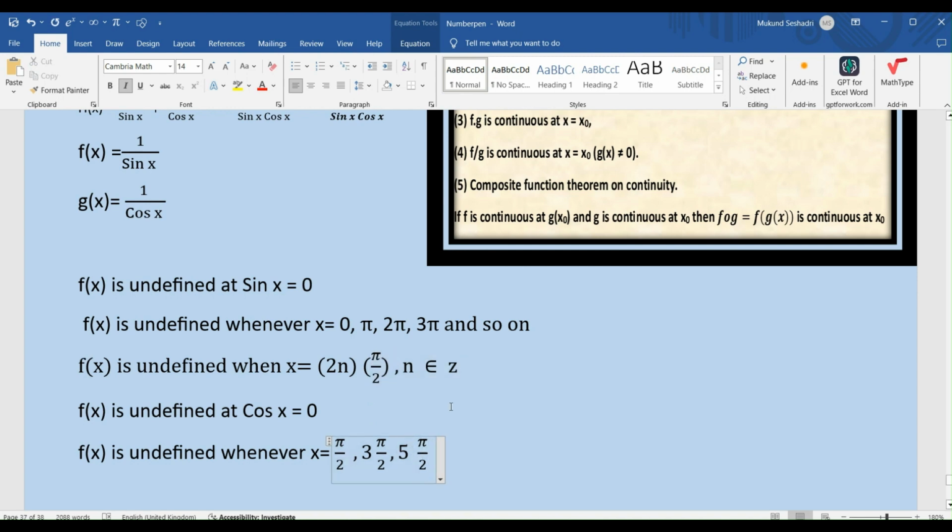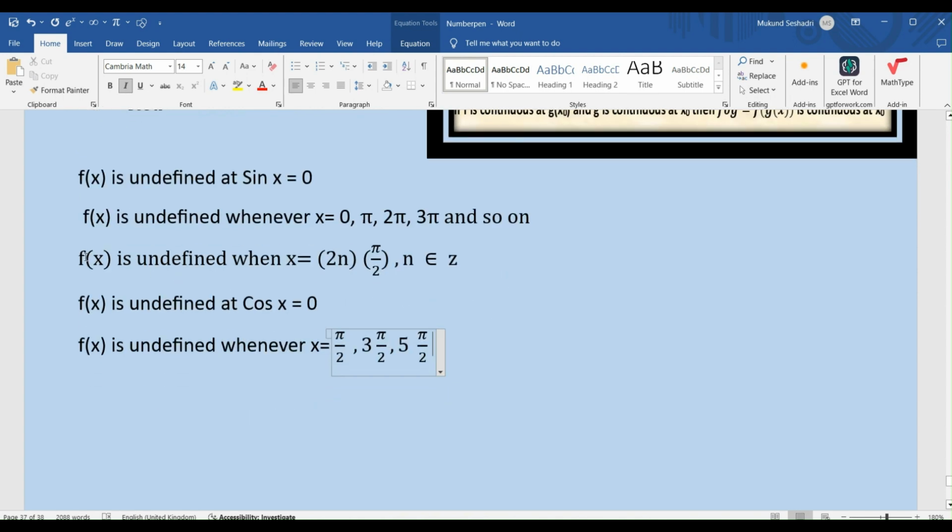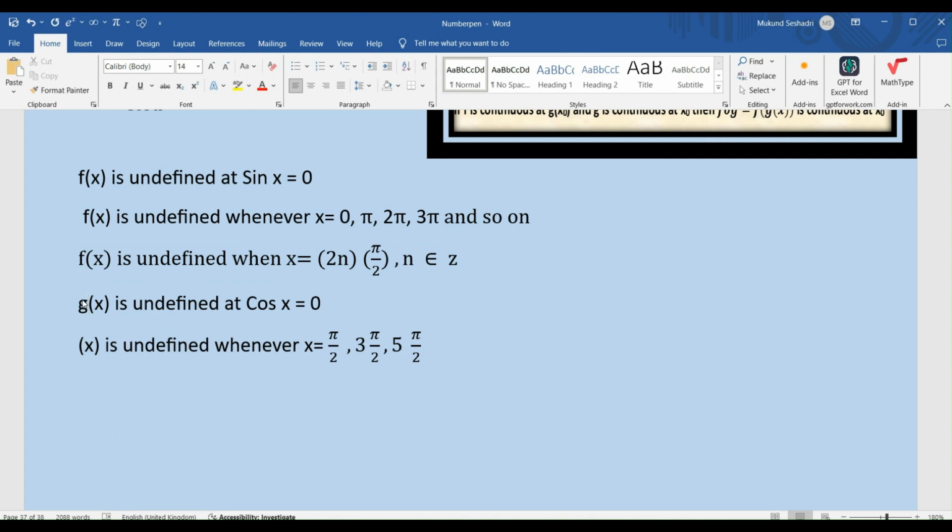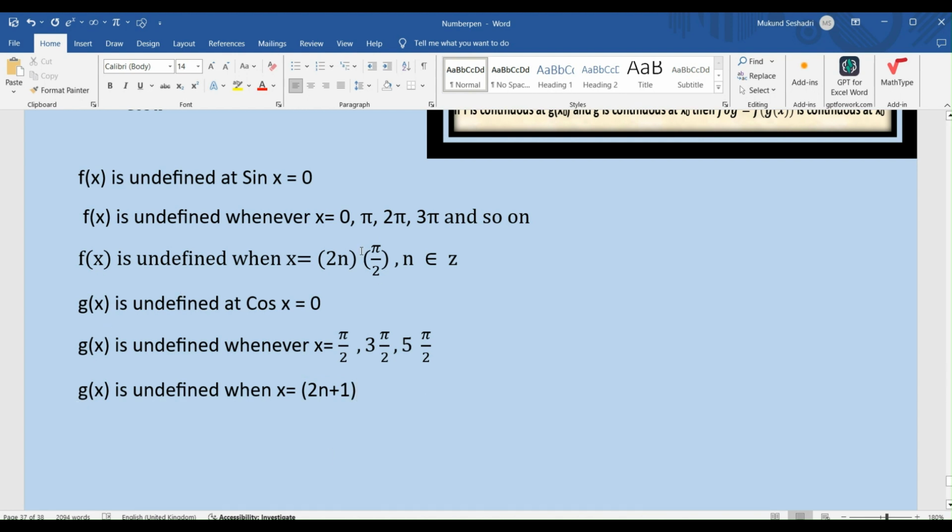0, right? So when we generalize it like what we did in our previous sin x function, I can rewrite this as, I'm sorry, this is not f of x, this is g of x, right? I know that g of x is therefore undefined when x equals 2n plus 1 pi by 2, right? So this is the way we express it, right?